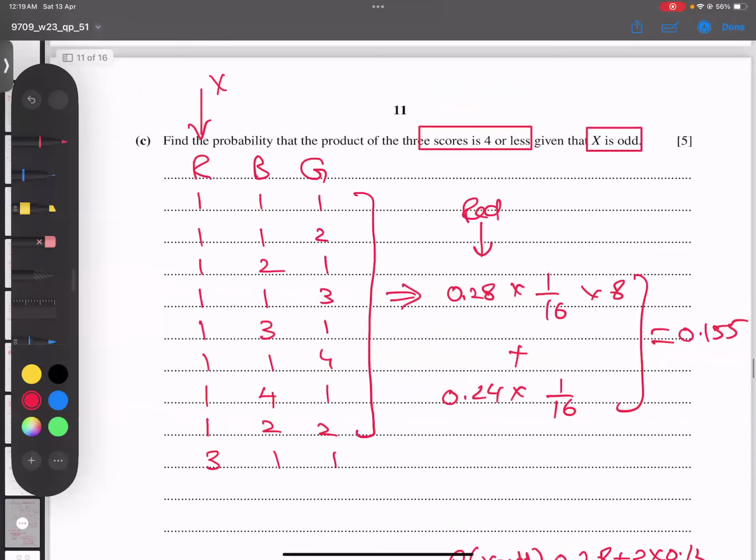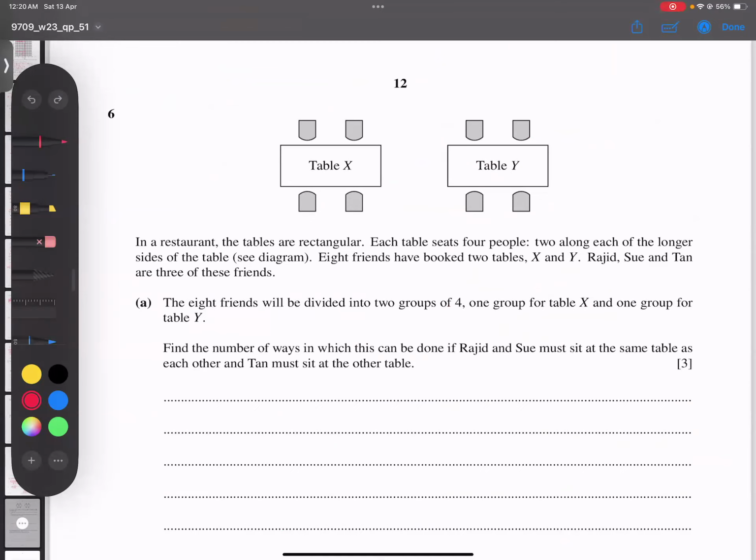So let's go for the next question, number 6. In a restaurant, the tables are rectangular. You can see this table X and table Y. And it says that each table seats 4 people who can sit around it. And 8 friends have booked the 2 tables X and Y. So the names are Rajit, Sue, and Tan. Okay, I can call them R, S, T, no problem. So 3 names are there and 3 friends out.